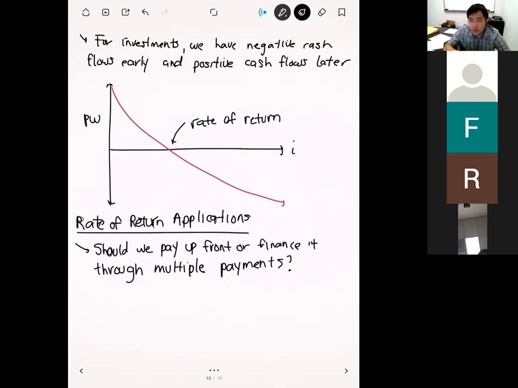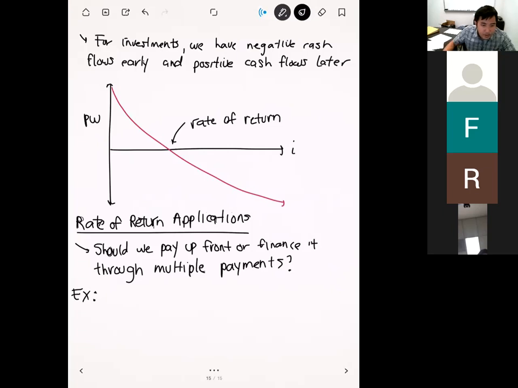Generally, if you pay all up front, a lot of vendors will give you a discount. Let's say that a part will cost $6,000. If you agree to pay it all up front, the vendor will give you a discount. Versus if you choose to finance it over a period of time, you have to pay the full price. And so you can use rate of return to compute how good of a savings you're getting by paying it all up front. Let's do an example to compare these two options.